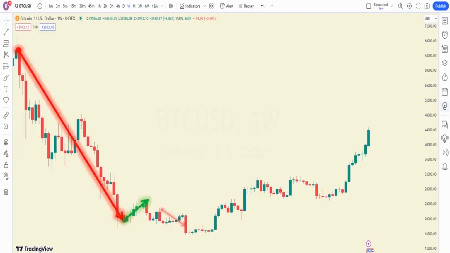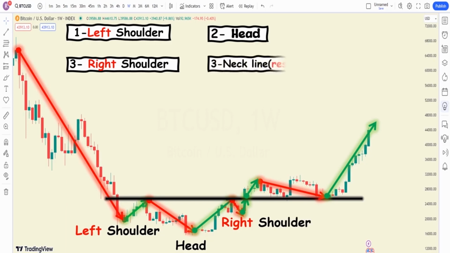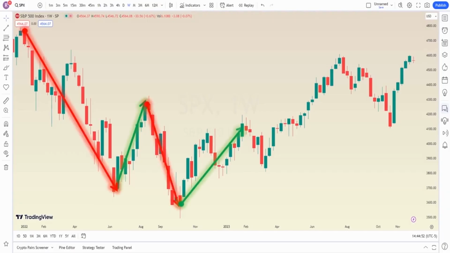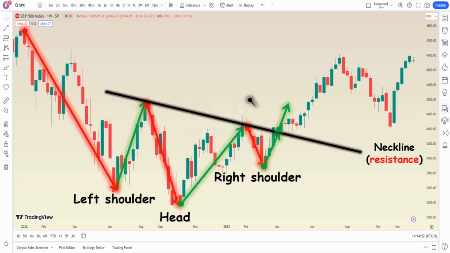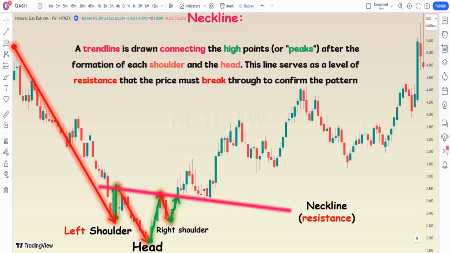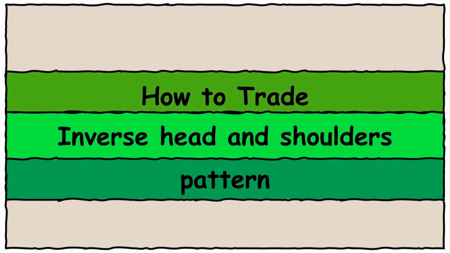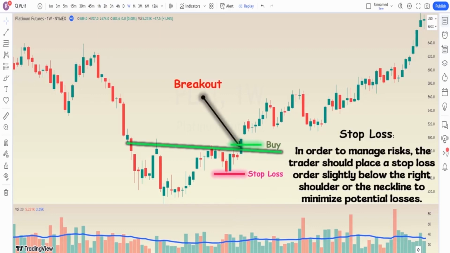In this video, we first examine the different parts of the inverse head and shoulders pattern. Then we will see how to form the inverse head and shoulders pattern. Then we examine the steps of the inverse head and shoulders pattern. Finally, we will see how to trade the inverse head and shoulders pattern.